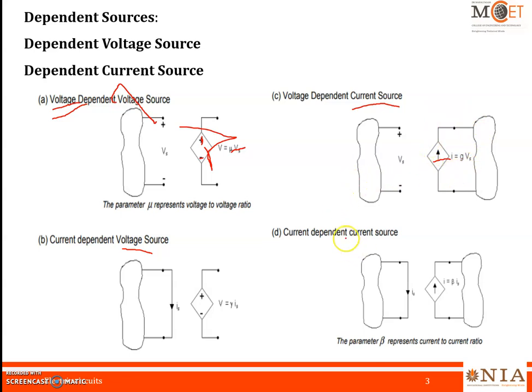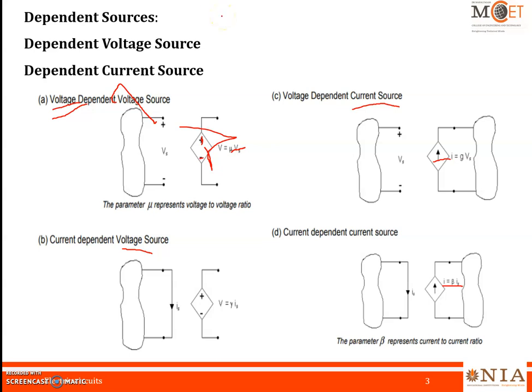Second one, current dependent current source. It's a current source, that's why we have the arrow mark symbol and also the diamond symbol. But here it is controlled by the current of some element in the circuit. That's why it is represented as I equal to beta into Is. So this is the current dependent current source. These are the four different types of dependent sources in the circuit.